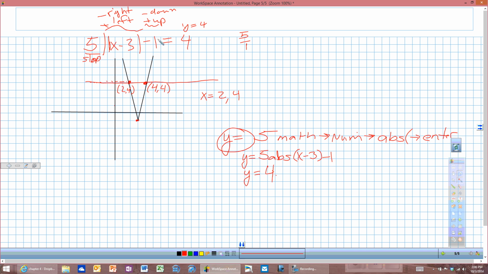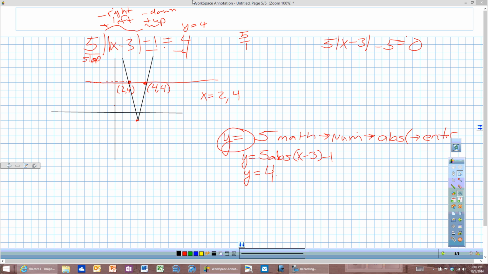Okay, so the other way we could have graphed this is we could have added 4, and I'm just going to rewrite the equation over here, and I have 5 absolute value bar x minus 3 minus, how about minus 4? That would make more sense, huh? So minus 5 equals 0.